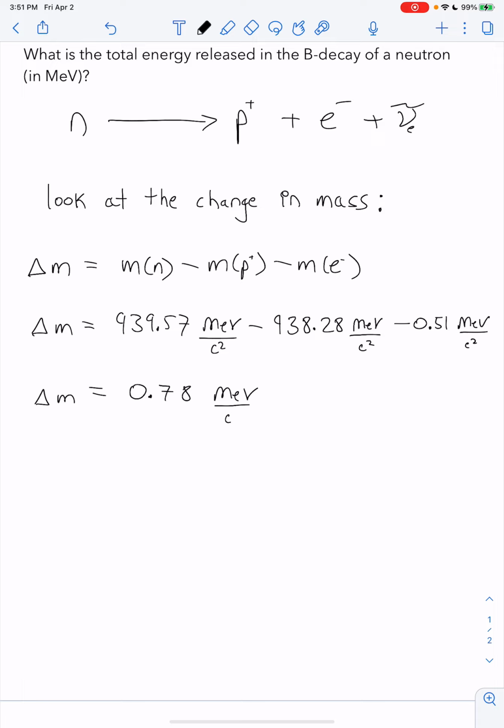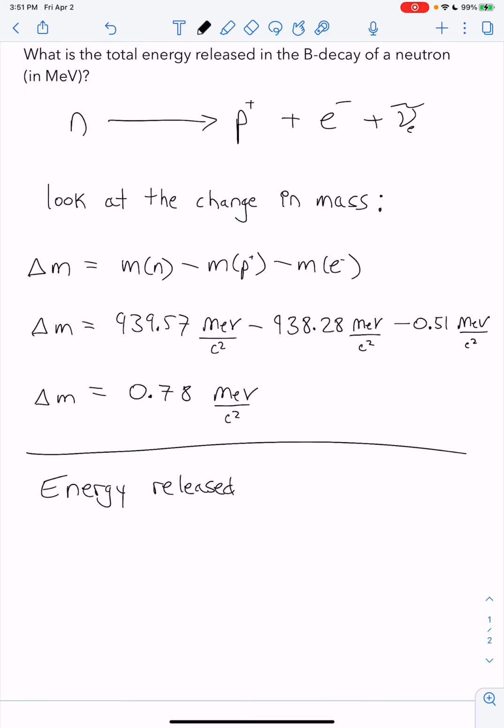And so this type of question demonstrates the utility of using mega electron volts per c squared, which sounds a little awkward at first, but when you're doing this type of work and we want the energy released, well, that type of unit is very convenient.